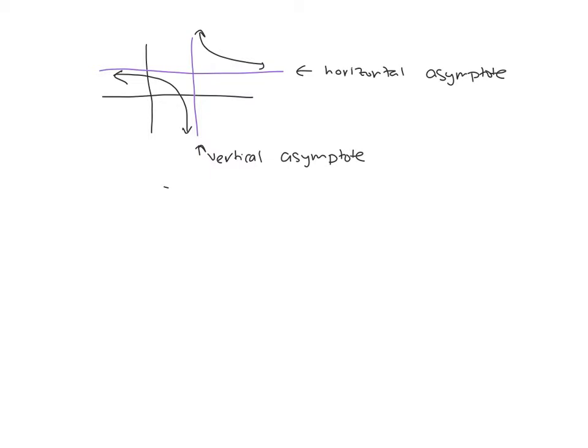Now, rational functions specifically don't cross their vertical asymptotes. If a function has a vertical asymptote, the function never crosses that. But there are functions that are not rational functions that have horizontal asymptotes that they cross an infinite number of times. Here's an example of something where that would occur.